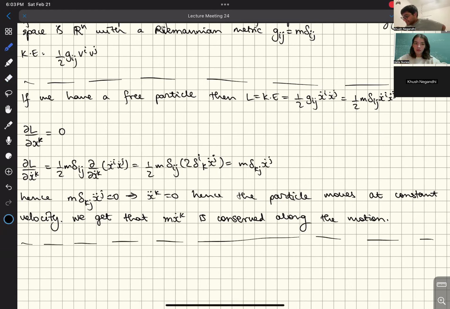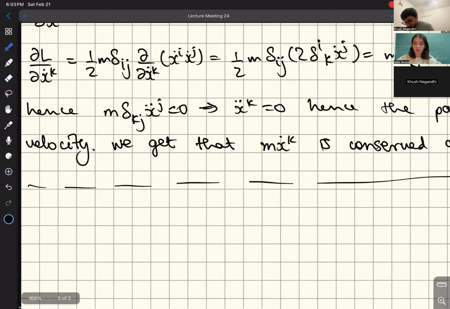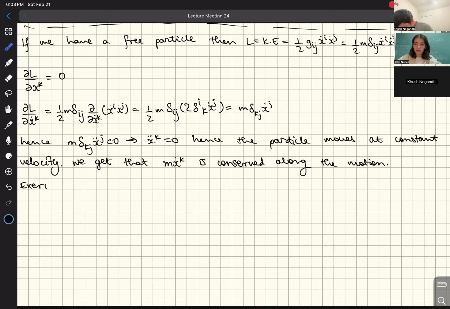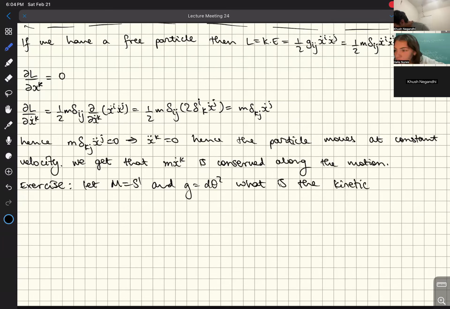So, okay, you can check that this works for a free particle. You can also now check, so exercise: let m equal S1 and g equal delta d theta squared. What is the kinetic energy? Actually, what does the coordinate mean?